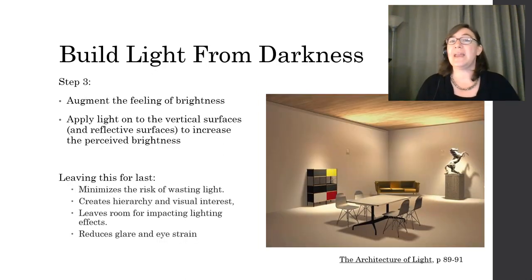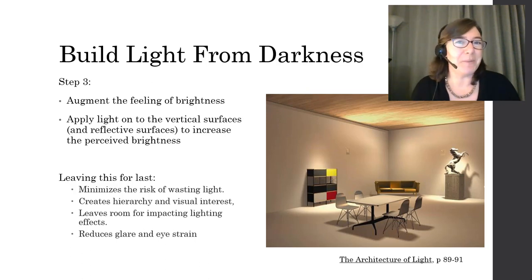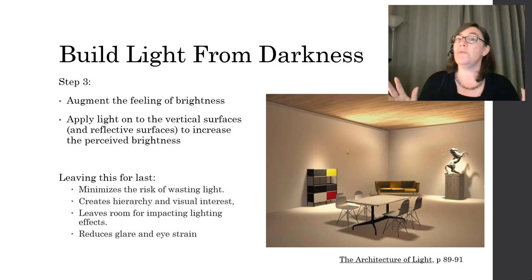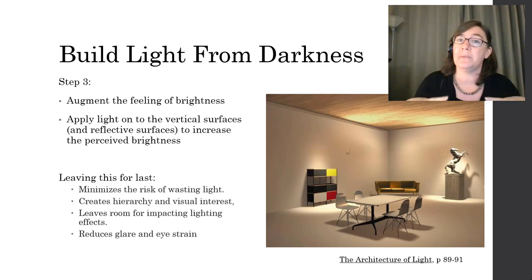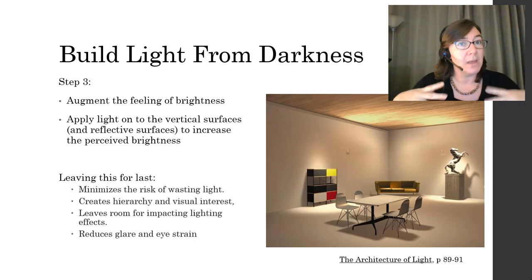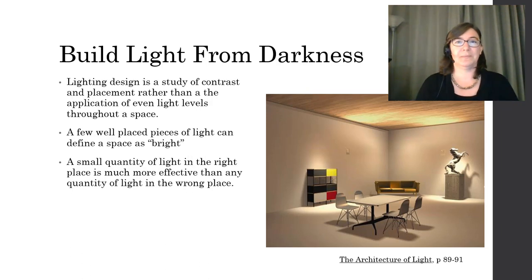All right, step three, the last step of our Build Light from Darkness tool, is to augment the overall feeling of brightness in the room. And this could be comparable to the ambient light layer. All right, if the total light in the room is too dim, we're going to augment that brightness. So you'll apply light to the vertical surfaces and reflective surfaces and increase the perceived brightness of the whole room.